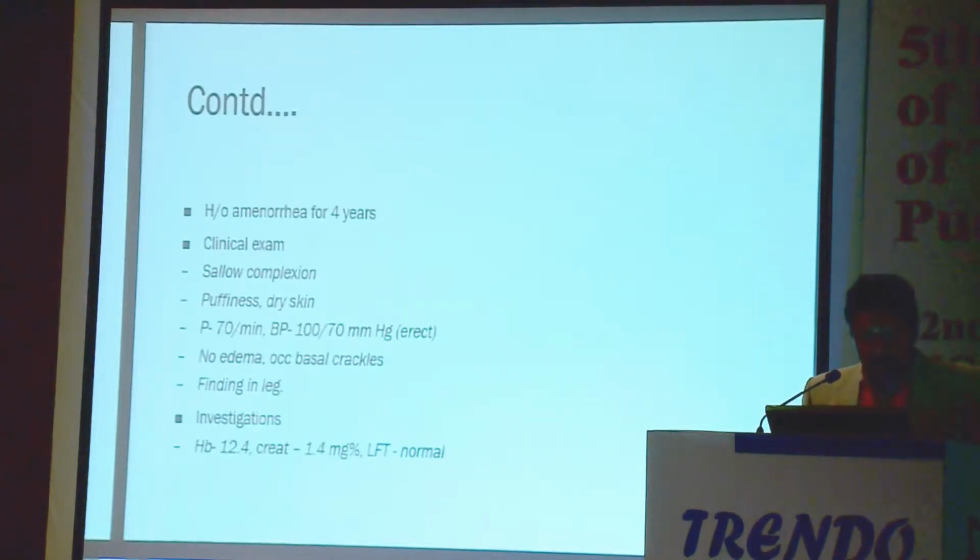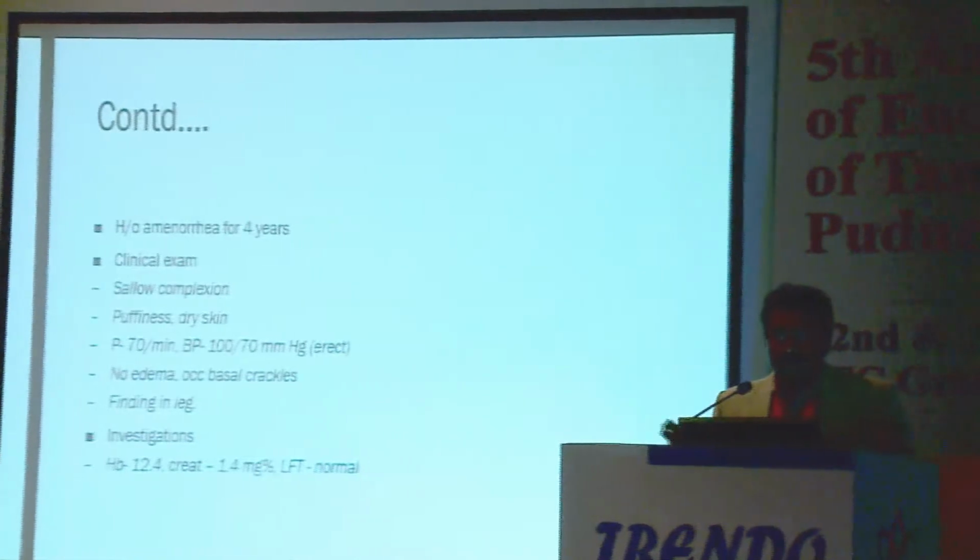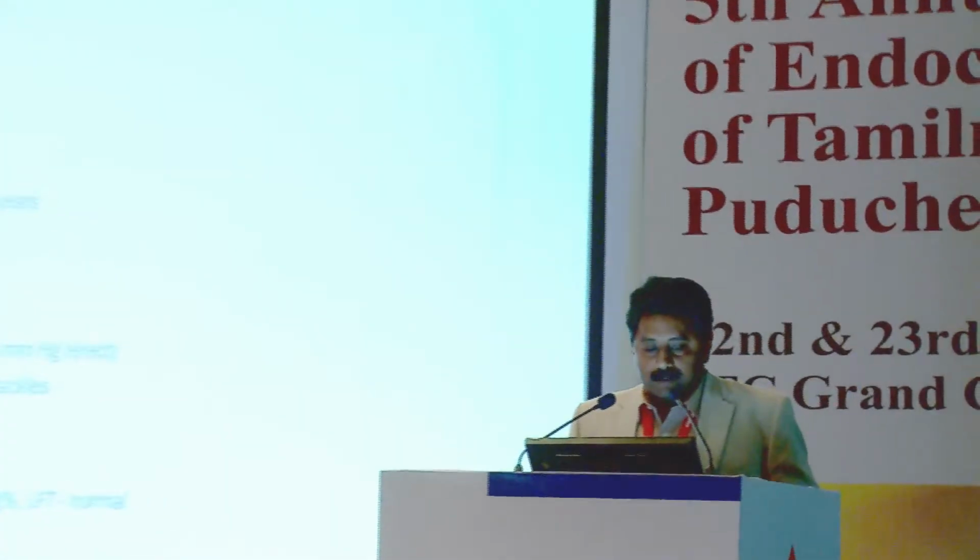So on further questioning, she had a history of amenorrhea for 4 years. She is slightly premature for normal physiological menopause. On examination, she had sallow complexion, puffiness, and dry skin. The pulse rate was 70 per minute, which is slightly inappropriate for the degree of congestive heart failure she has. The BP was 100/70 with some postural symptoms. There was no edema because she was on drugs already, and there were occasional basal crackles. And she had a clinical finding on the leg, which I think I will reserve to the last part of my discussion. Investigations showed a normal hemoglobin, the creatinine was slightly elevated, and liver function test was normal.